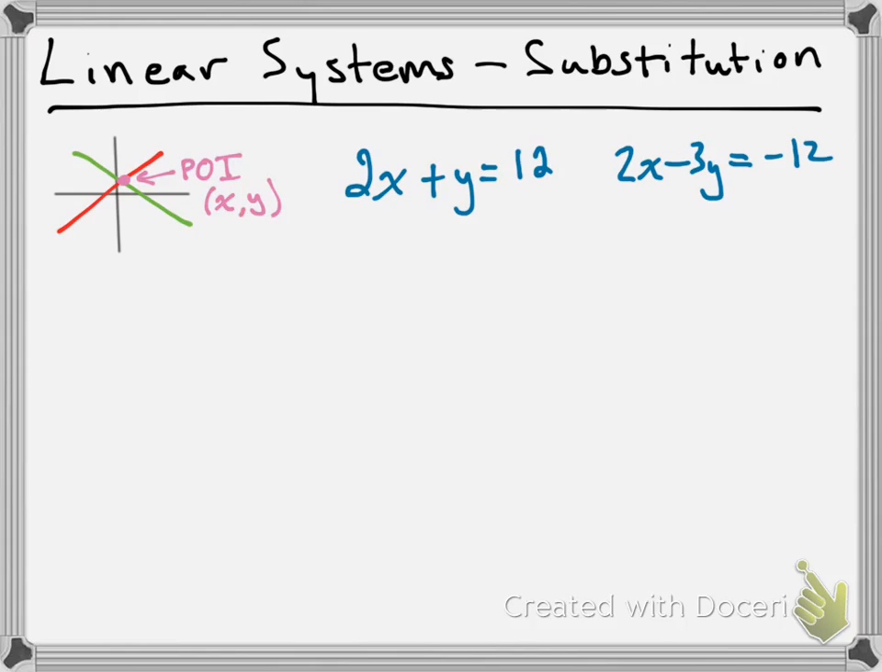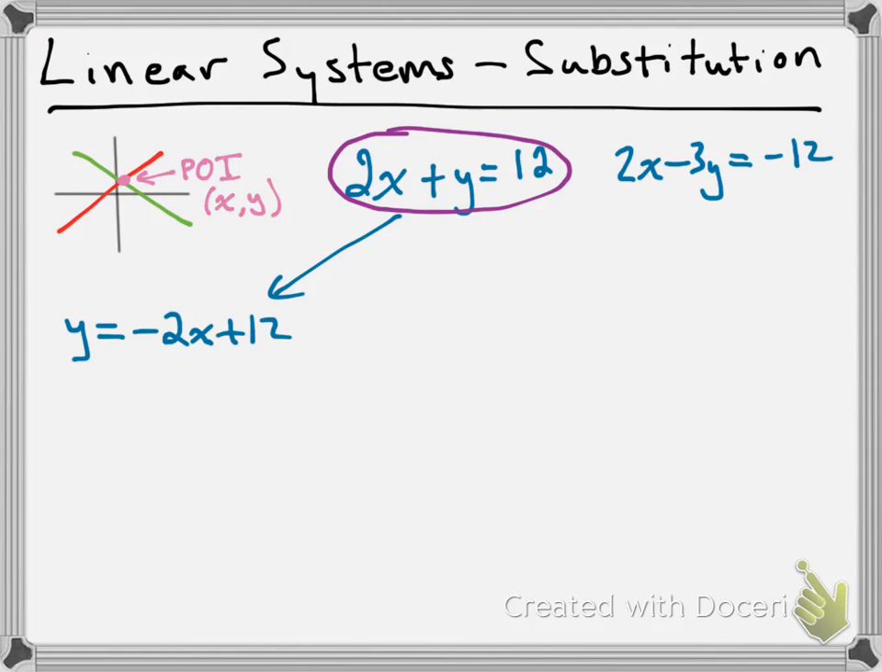So in the method of substitution, our goal is to take one equation and basically substitute it into the other. Now, in order to do that, we need to start by isolating for some variable. So I'm going to take a look at this first equation here, and I noticed that y looks like it'll be relatively easy to isolate for. So I'm going to isolate for y there. Okay, so I'm going to subtract 2x from both sides, and I get y is equal to negative 2x plus 12.